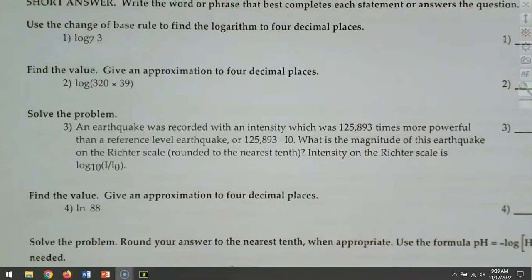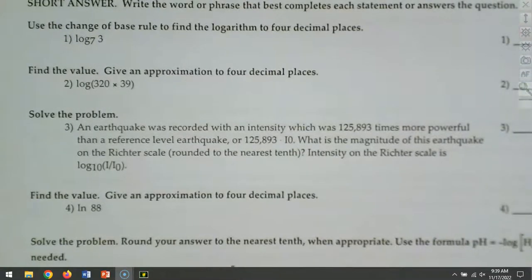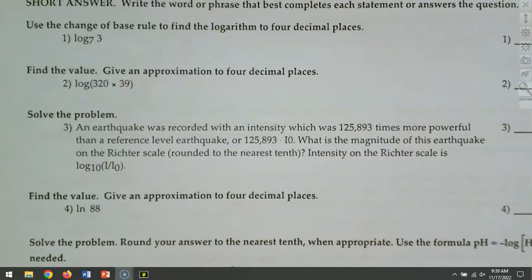An earthquake was recorded with an intensity of 125,893 times more powerful than the reference earthquake level. What is the magnitude of this earthquake on the Richter scale? And the Richter scale is log base 10 of I over I naught.